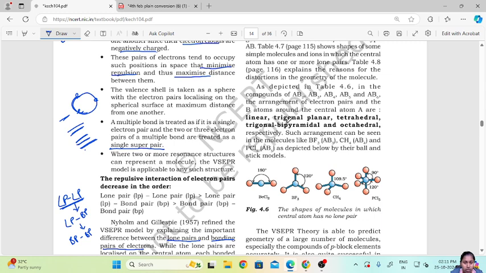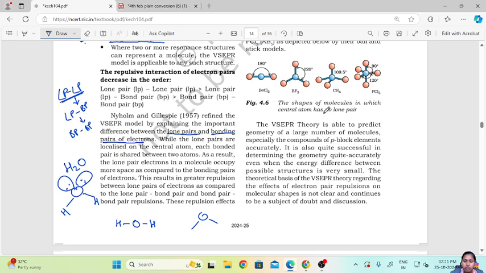Now all these shapes are formed because there are no lone pairs associated with these molecules. If there is no lone pair associated, then you will get this kind of arrangement for molecules with formulas like AB2, AB3, AB4 and AB6.